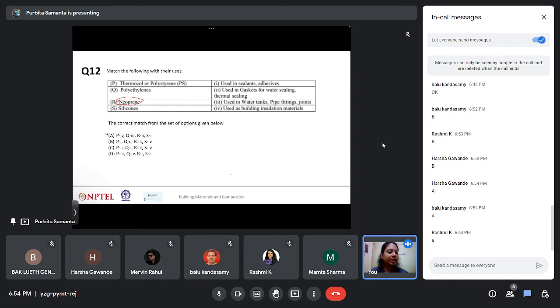Yes, absolutely correct. So let me start from P only. Thermocol is basically used as building insulation material. We know polystyrene; we have already talked about it when we were studying our previous modules as well. I think I've shown you some of the images as well. So polystyrene. And then polyethylenes. Polyethylenes are basically used in water tanks, pipe fittings, or joints.